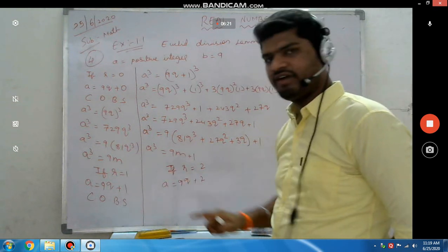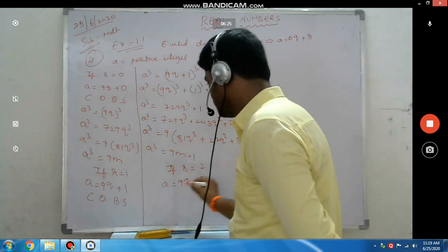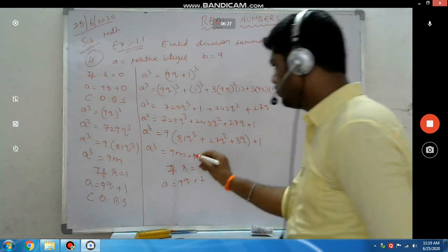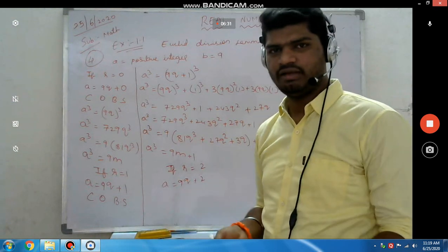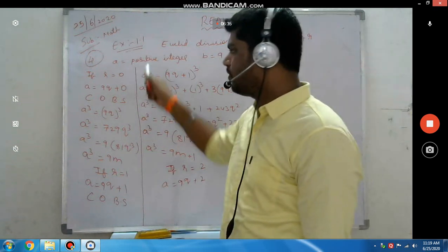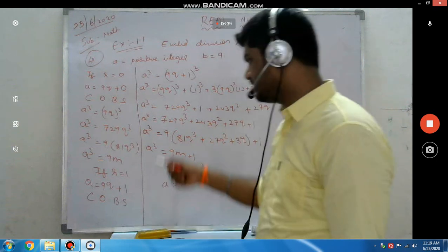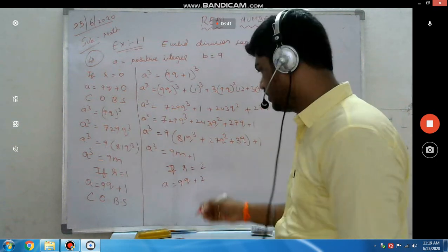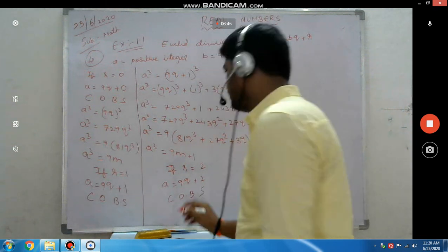I got 9m, fine. I got 9m plus 1, fine. Next case also I need to check now. So a is equal to 9q plus 2. Do cubing on both sides. Tell me why I am doing cubing on both sides. Because in the question they have mentioned, show that the cube of a positive integer. a is a positive integer, and cube of a positive integer means I need to do cubing on both sides. That's the reason I am doing cubing on both sides, with a similar procedure.